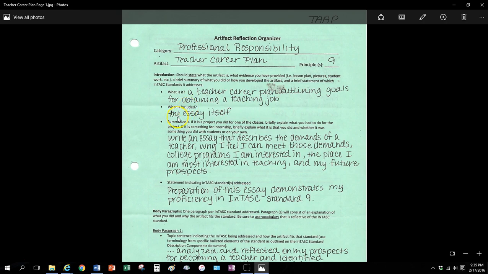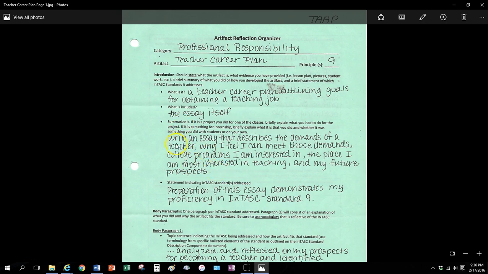What is included, the essay itself, and then I would summarize what I had to do for this plan, because a person reading about this artifact has no idea about the projects and things that we do. So they need a little bit of explanation in the introduction.